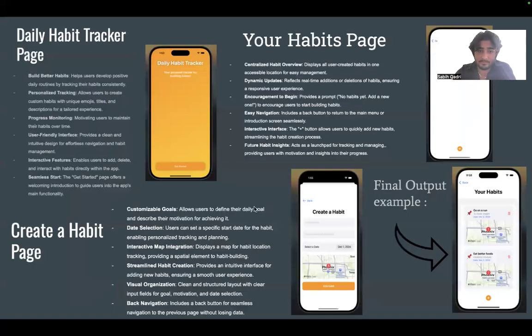So, daily habit tracker. This is the main screen you guys will see. On the left, daily habit tracker: your personal tracker for building habits. That's a little text you guys will see. And then get started. On the left-hand side here: build better habits. It helps develop positive daily routines, keeping you consistent with your habits.